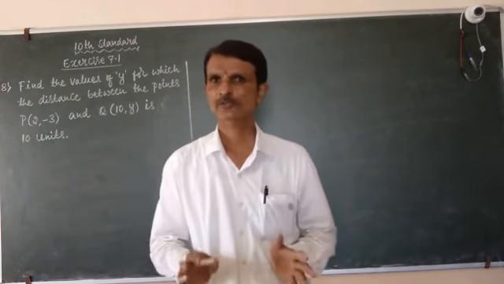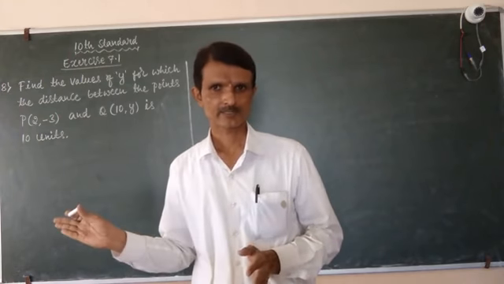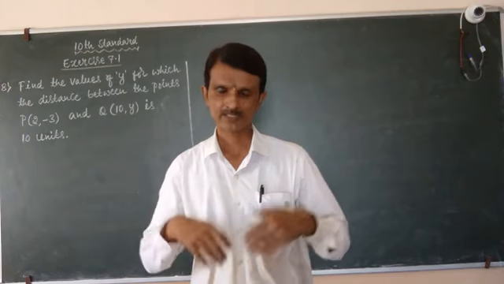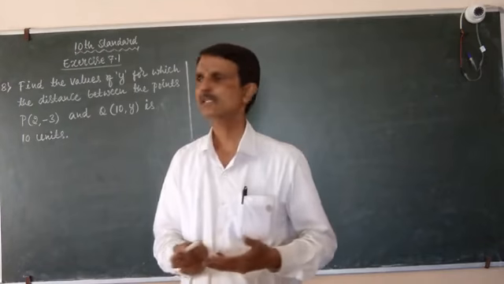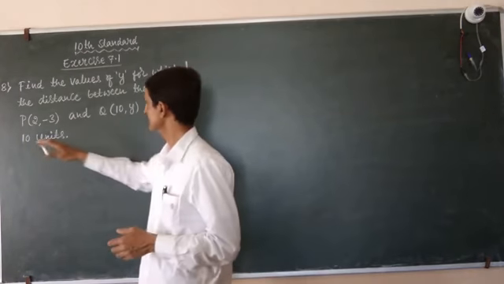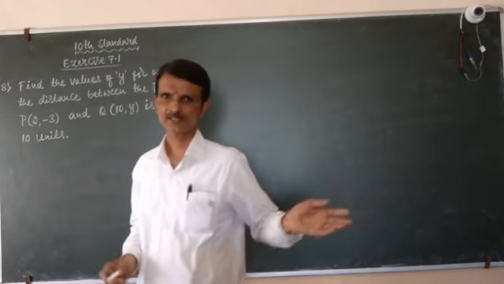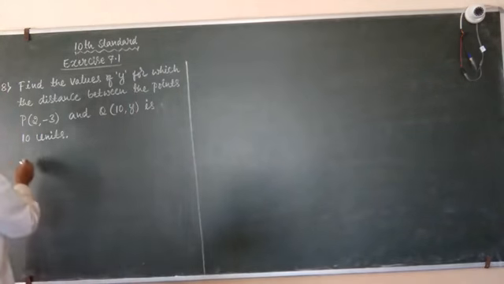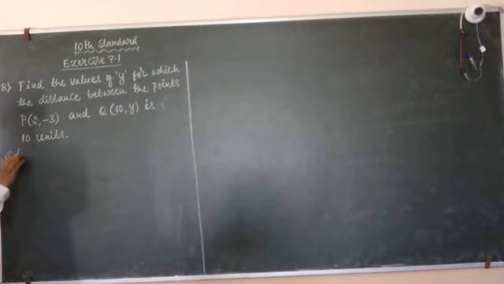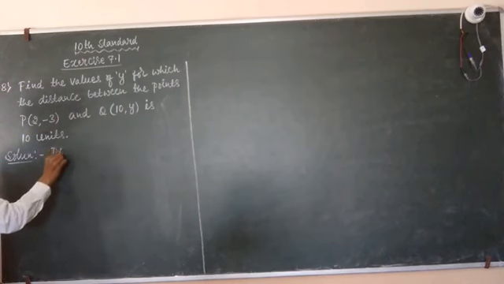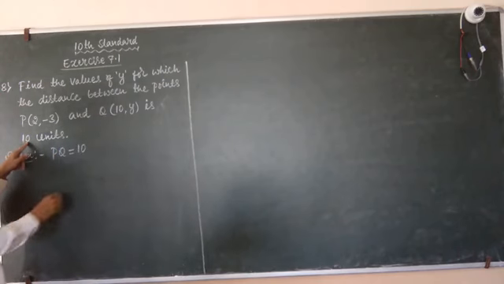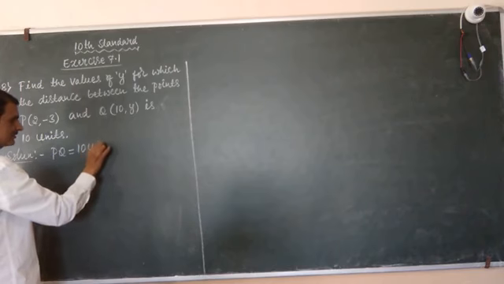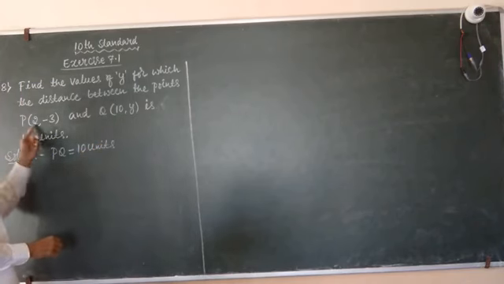Don't worry about how to find it. As in the previous problem we will use the same formula, but in place of d we substitute 10. Now let us see the problem. The length of PQ equals 10 units.